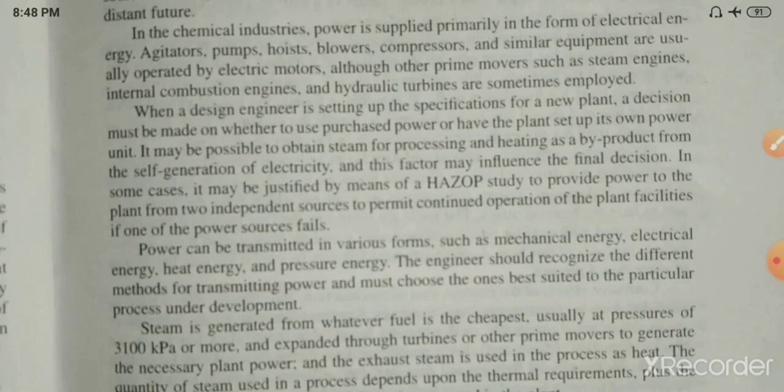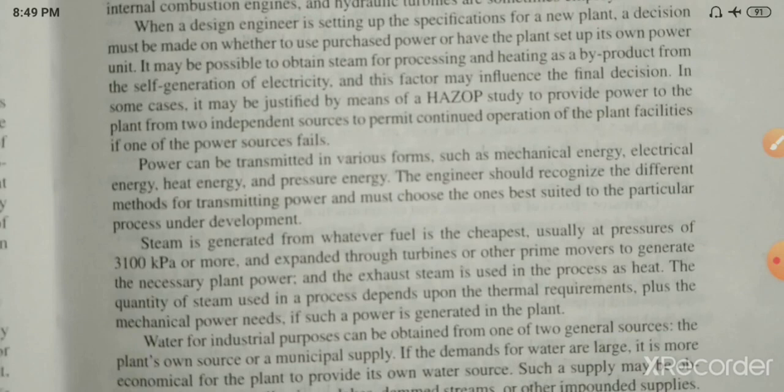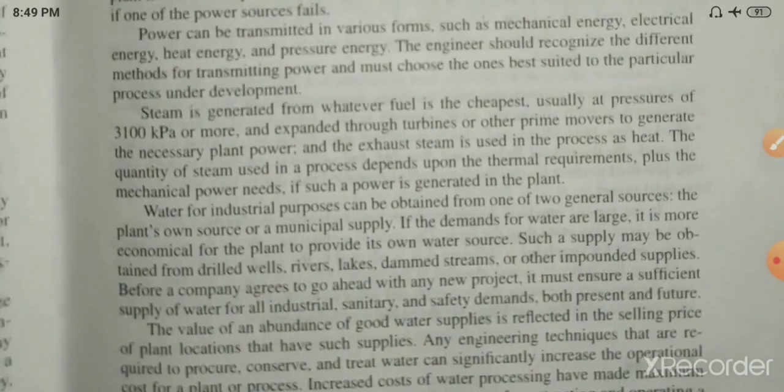When a design engineer is setting up the specification for a new plant, a decision must be made whether to purchase power or to have the plant generate its own power, and to use steam in the processing, any heating byproduct from this itself, and electricity, and the hazard process, that is, hazard and operability process. Okay, and we have already studied that in PCSHM. And the plant from two independent sources for these utilities. Okay, you can use many things in the process.